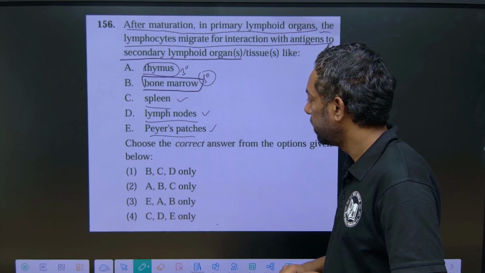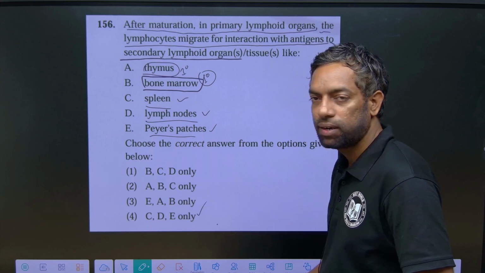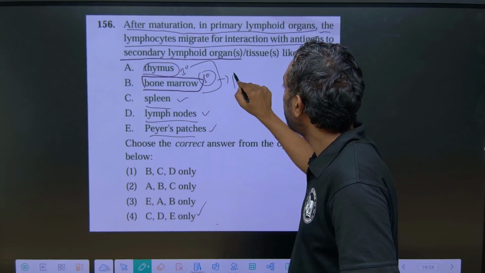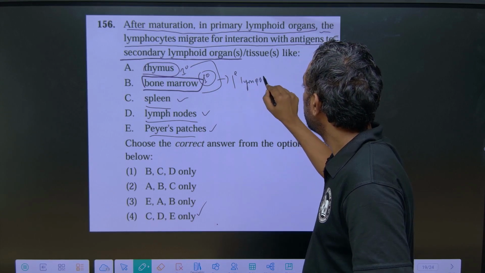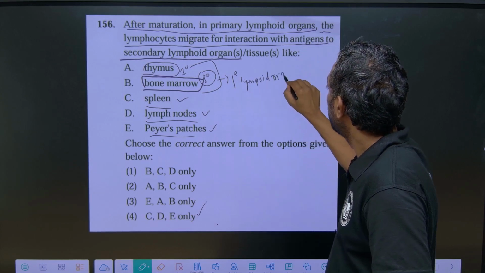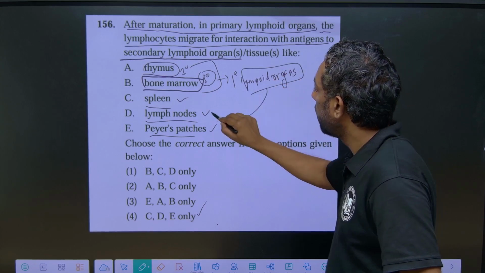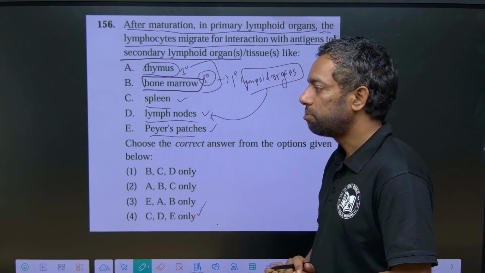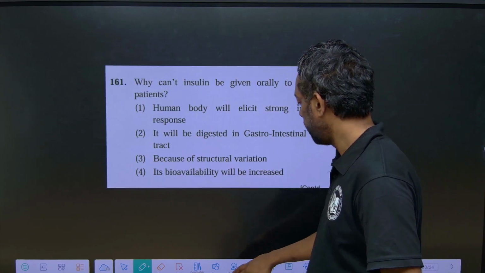CDE. The fourth one is the answer. The first two are primary lymphoid organs, and after maturing, lymphocytes enter the secondary ones. This is a very simple answer. Next question.